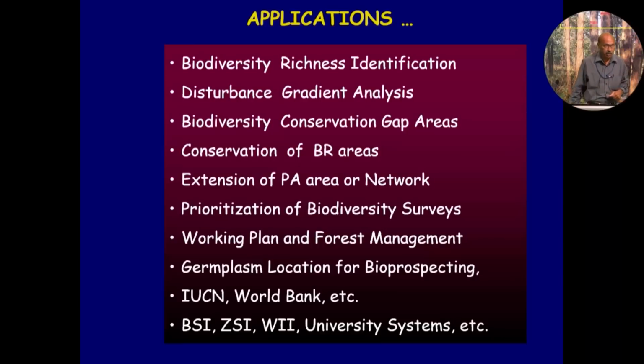So the first thing is biodiversity richness characterization for conservation prioritization. You can find out the disturbance. If there is high disturbance, you do something there. Similarly, conservation gap areas. Conservation gap areas means what?